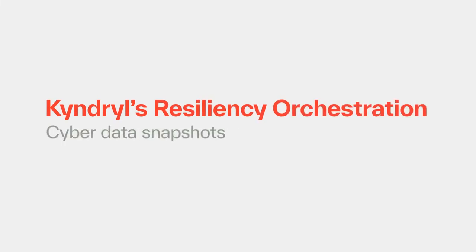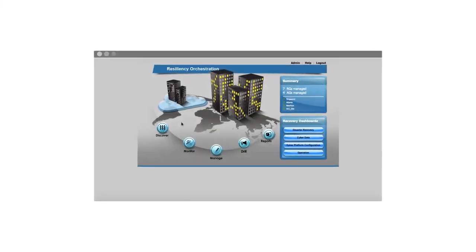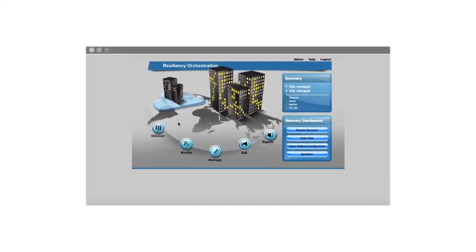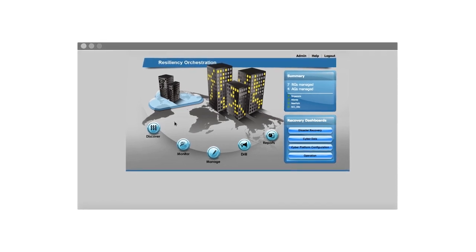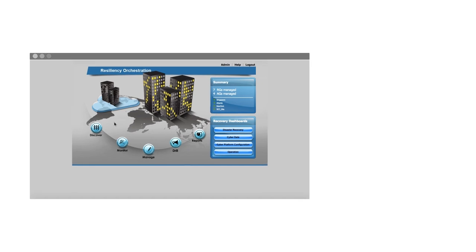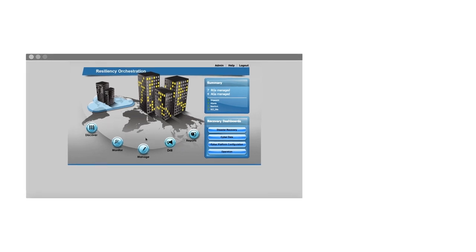You might be prepared with a disaster recovery environment and backup data, but if a malicious attack impacts your production data, chances are it's impacting your DR as well, since the two are connected. And it can be a slow process to validate your data backups and recover from them. That's where Kyndryl Resiliency Orchestration snapshots come into play.